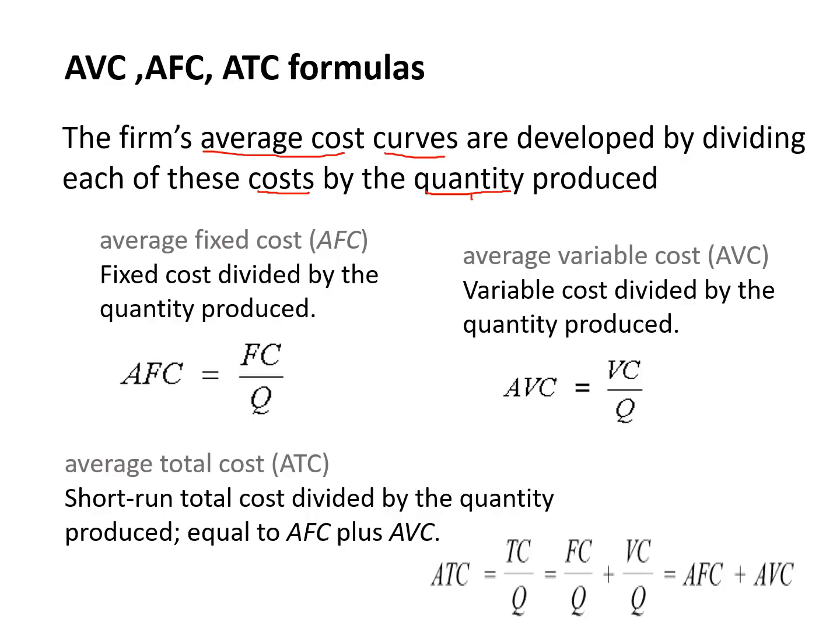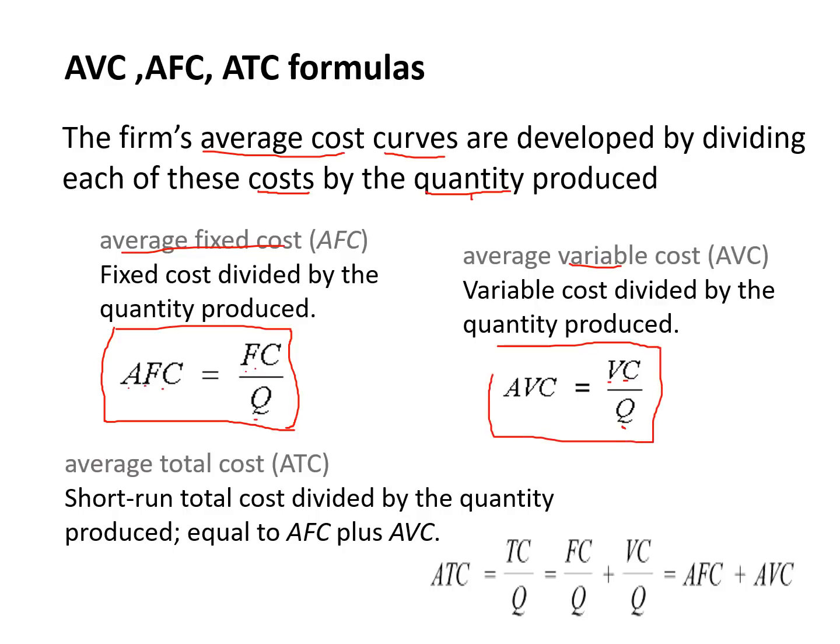So that means that the average fixed costs will be formed by dividing the fixed costs by the quantity produced. And we can represent that with a formula. This stands for average fixed costs is equal to the fixed costs divided by the quantity produced. Similarly, the average variable costs will equal the variable costs divided by the quantity produced. So this we can also represent as a formula. The average variable cost equals the variable cost divided by the quantity produced.